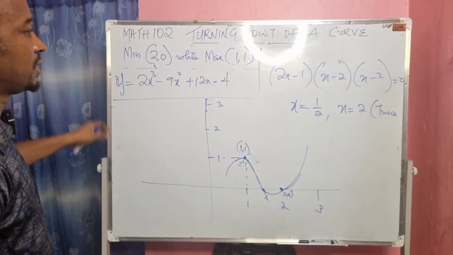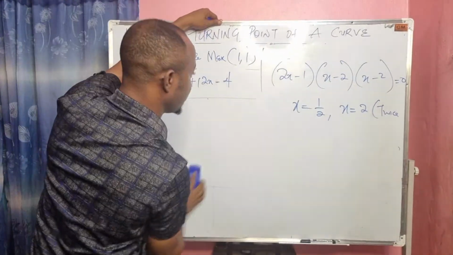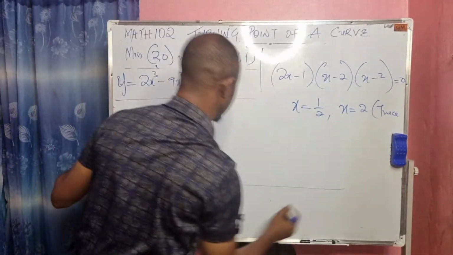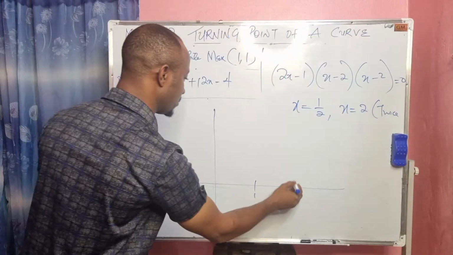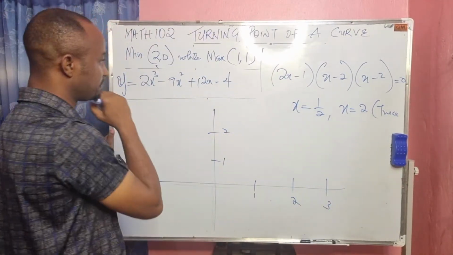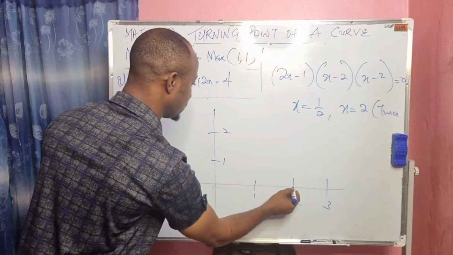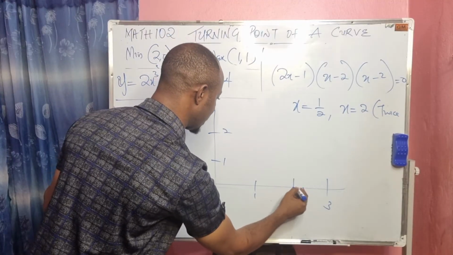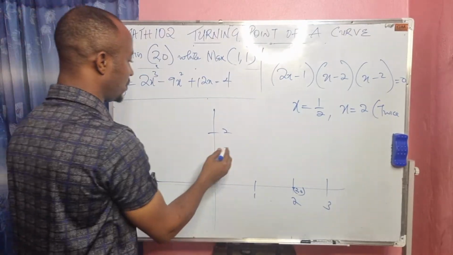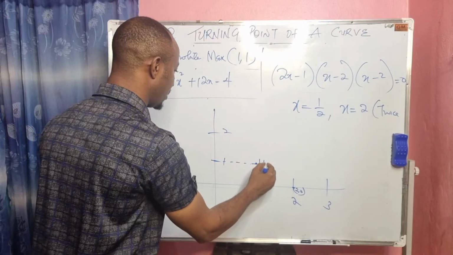Okay, I want to check something. I think there's a mistake somewhere on this curve. Let's check this again, the right way of putting this curve. We have 1, 2, 3, and 1, 2. Our minimum point is 2, 0, which is here, right? Then our maximum point is 1, 1, which is somewhere here, right?